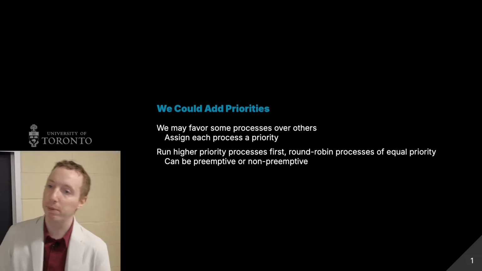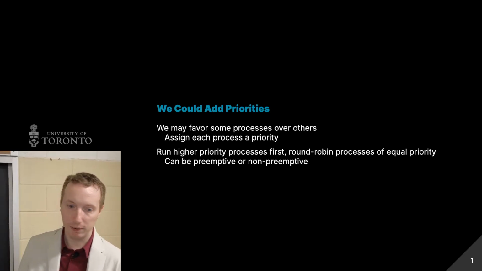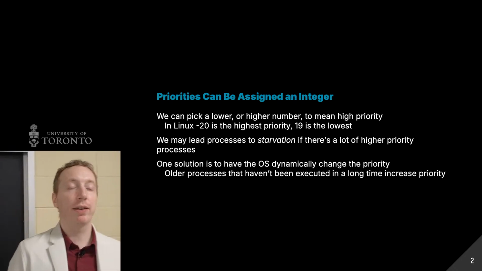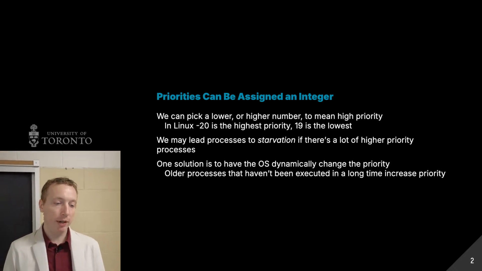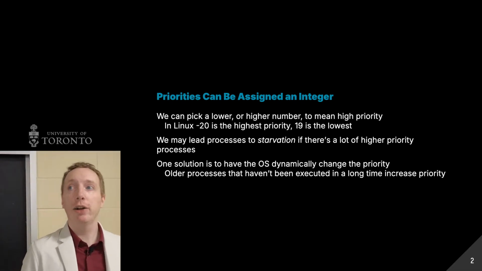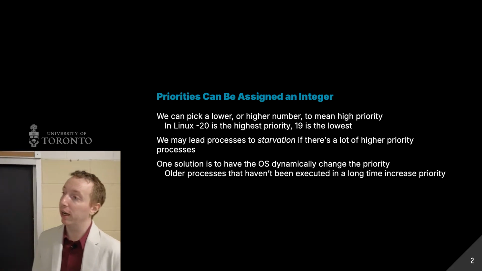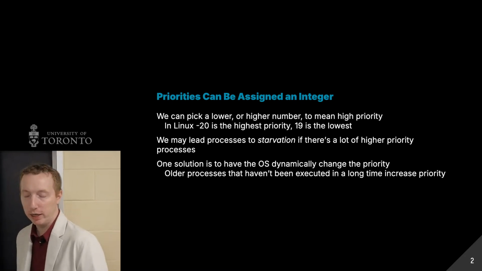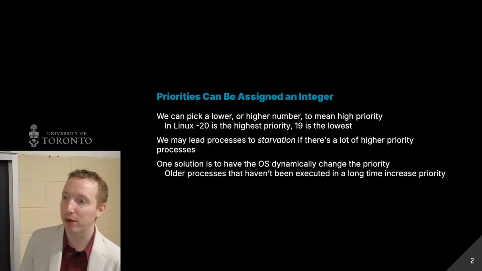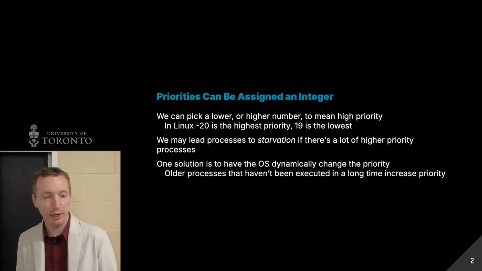And just a reminder, preemptive means I can just kick out a process, maintain control. Non-preemptive means they just execute until they finish. So to actually implement priorities, we can just assign a priority as an integer. We could either pick a lower number means a higher priority, or a higher number means a higher priority. Linux picked a lower number as a higher priority. And it might become evident by the end, but in Linux, -20 is the highest priority, lowest number, and 19 is the lowest priority, or highest number.